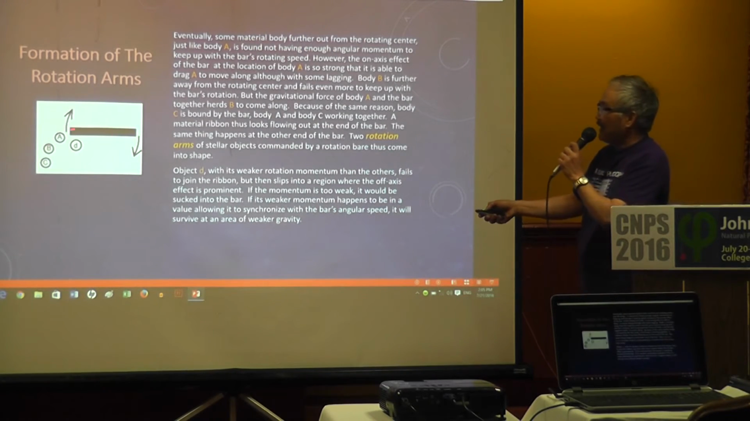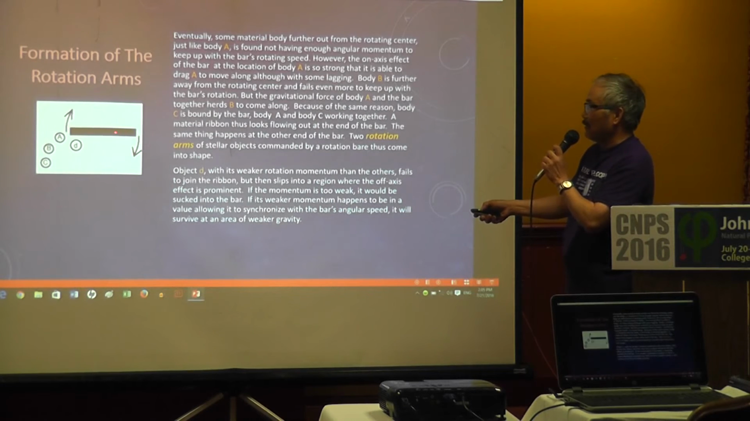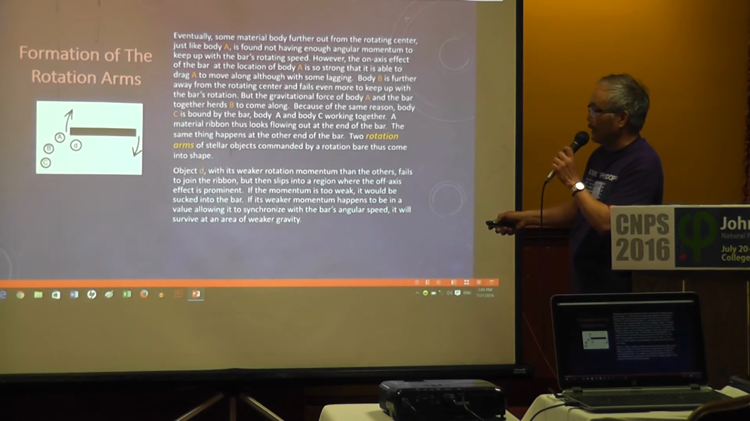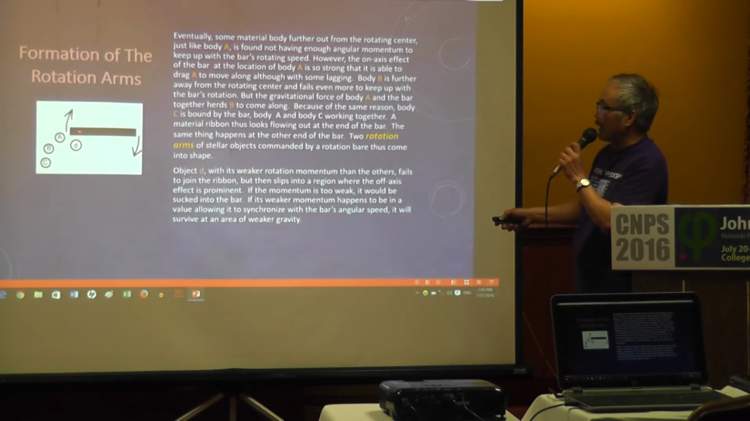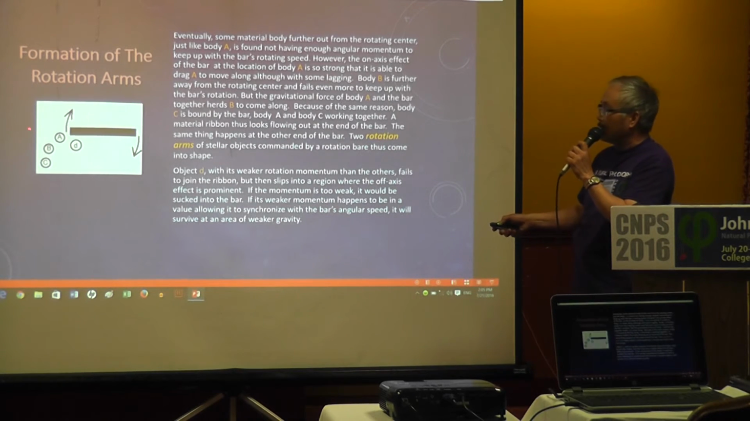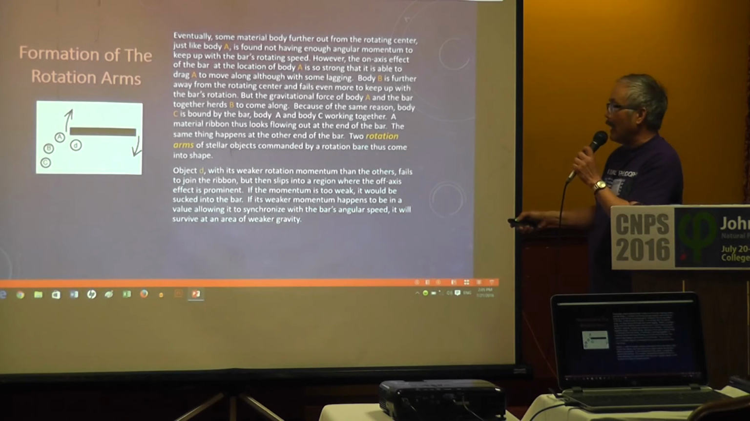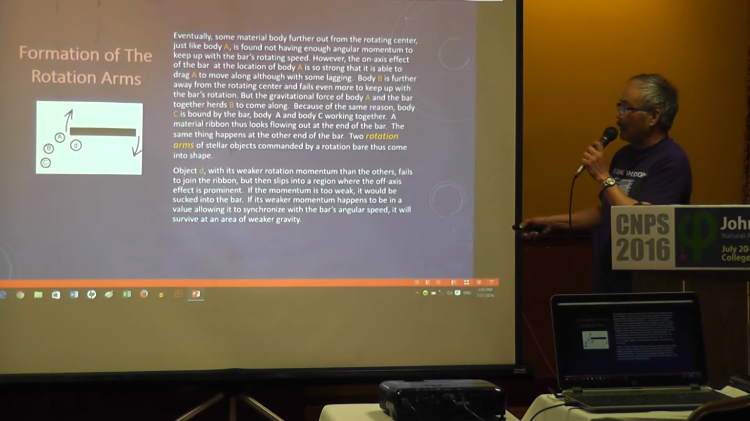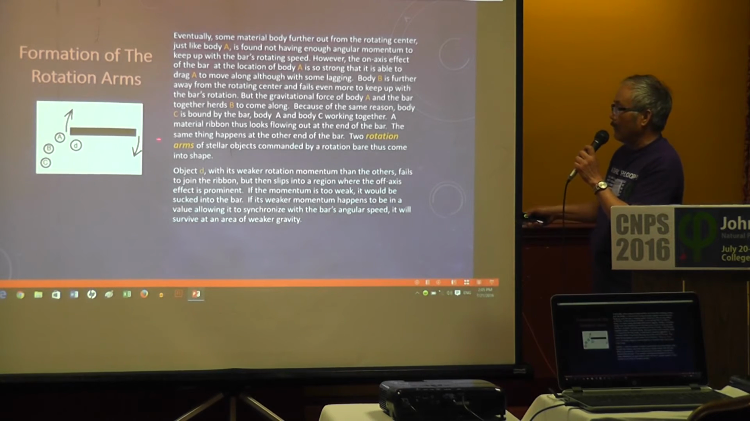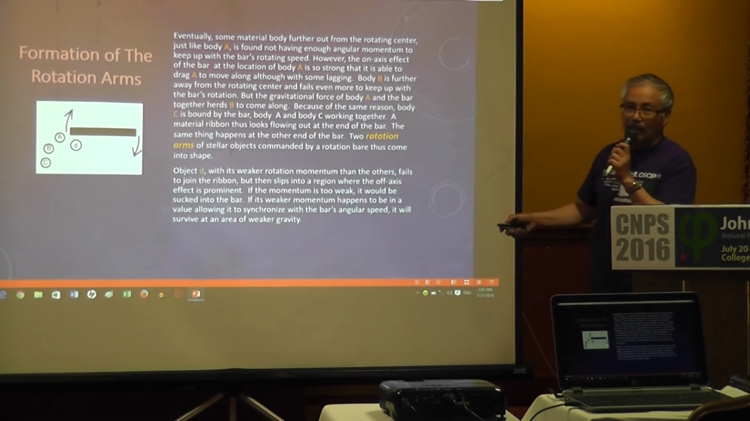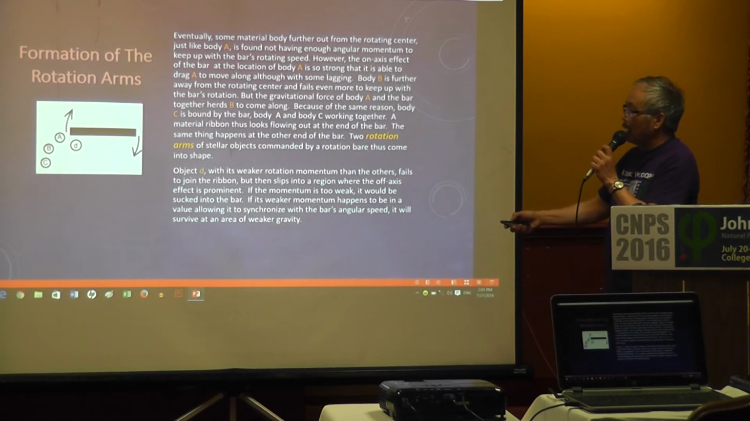When the bar forms itself and rotates, there is some material further away from the center of the bar that does not have enough angular momentum and angular speed to keep up with the rotation of the bar. However, at this area, the tidal effect is strong. It will grab this body A to rotate together.